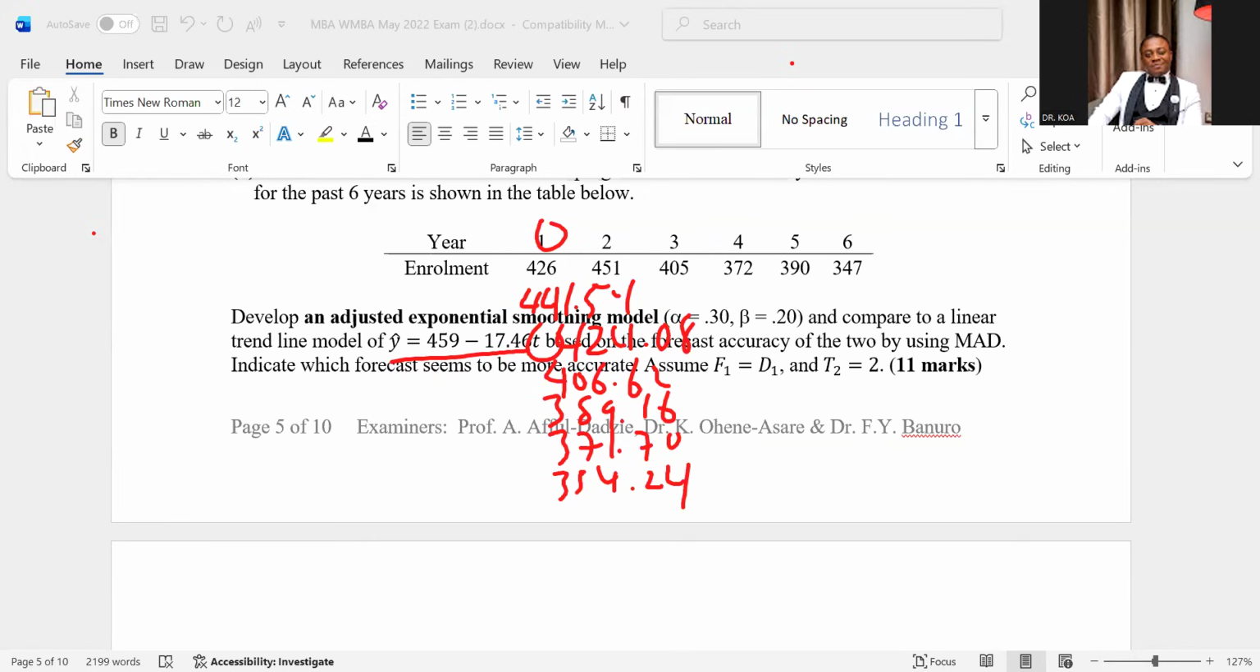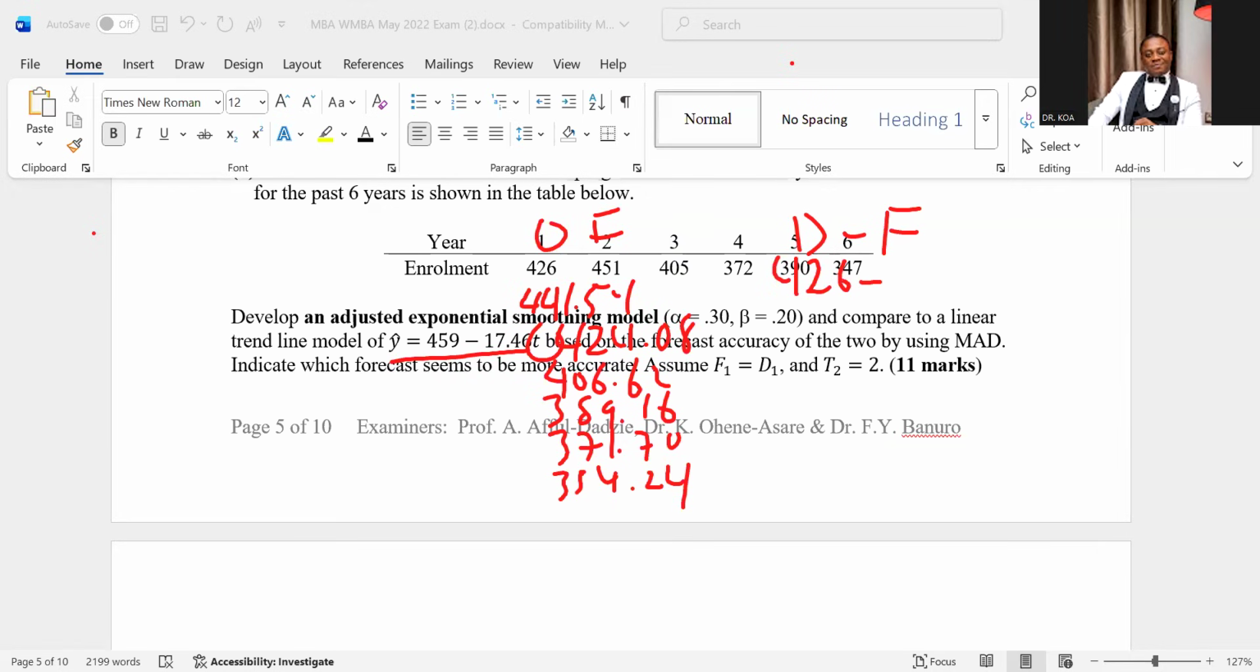That's it. So once you have these, what do you do? These are the forecasts. Now you come and these are your F. Then you do your D minus F for each one of them. What was the D? If you check the first one, the D was 426. So the first one would have been 426 minus the forecast.